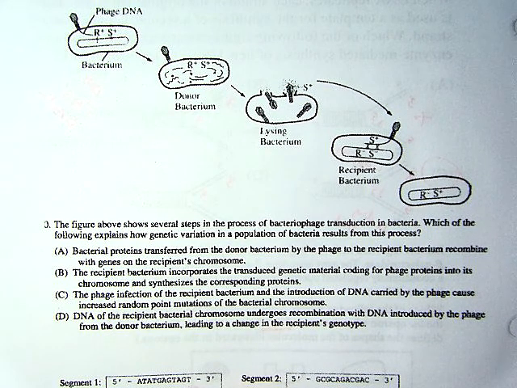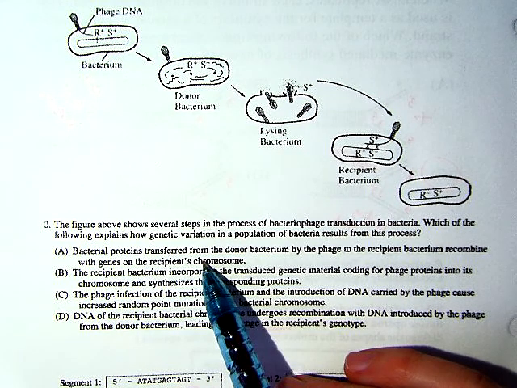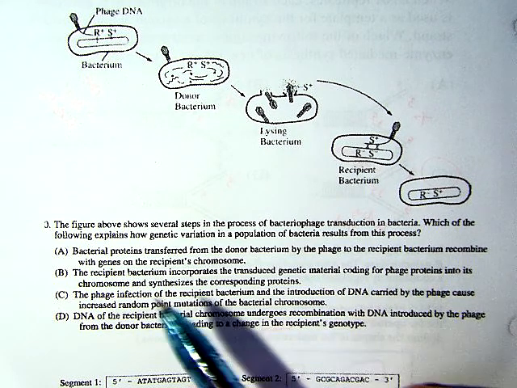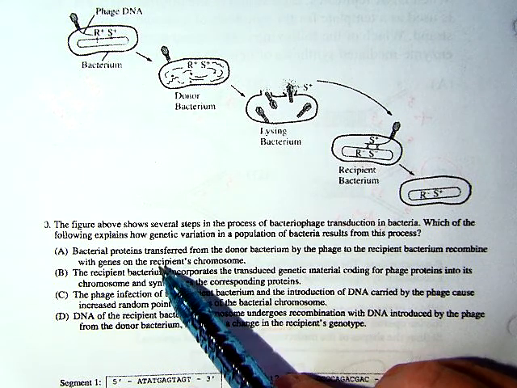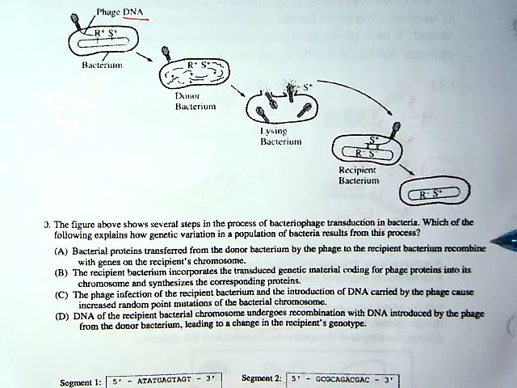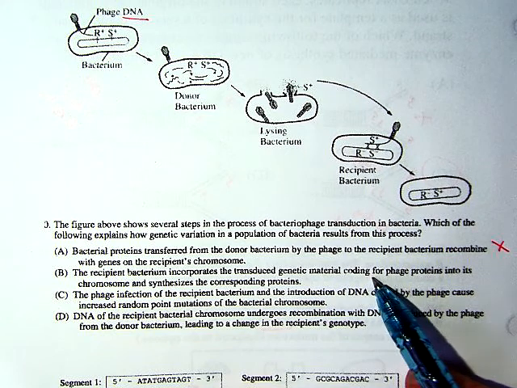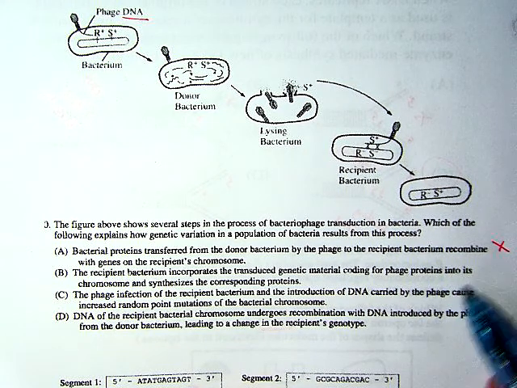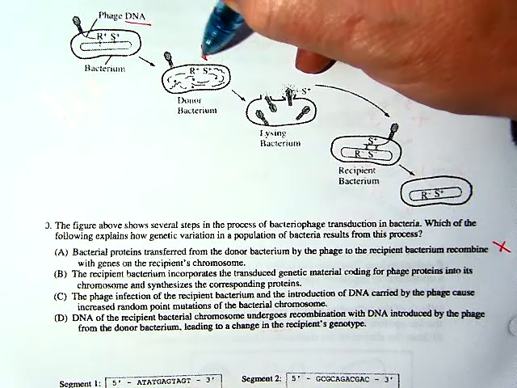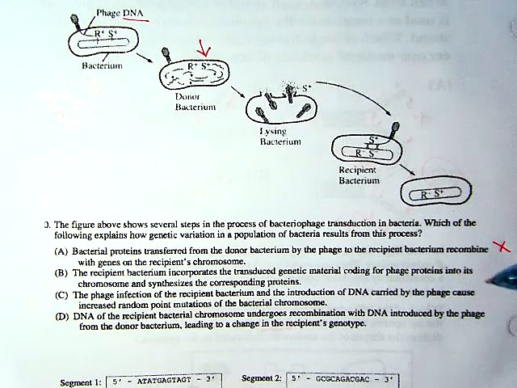So let's look at our 4 answer choices there. The first one says bacterial protein transferred from the donor bacterium by phage to the recipient. Bacterial proteins transferred? No, we transferred DNA. So A is incorrect. The recipient bacteria incorporates the transduced genetic material coding for phage proteins into the chromosome and synthesizes the corresponding proteins. That's not what's happening here. We don't see it at the very end, so B is incorrect.